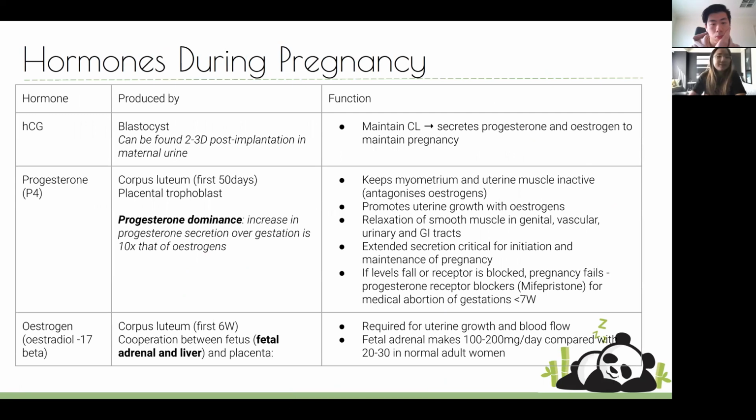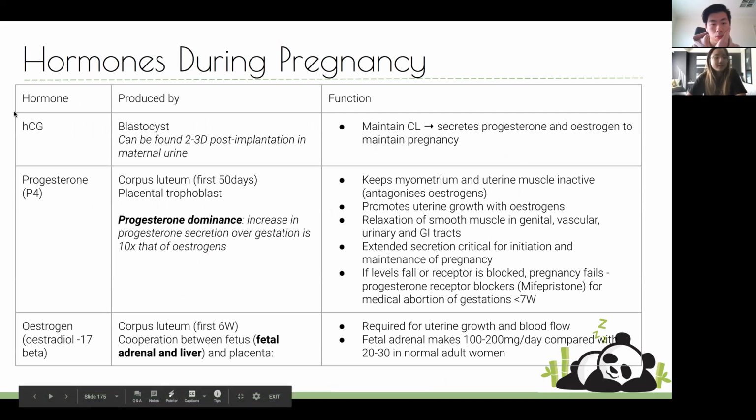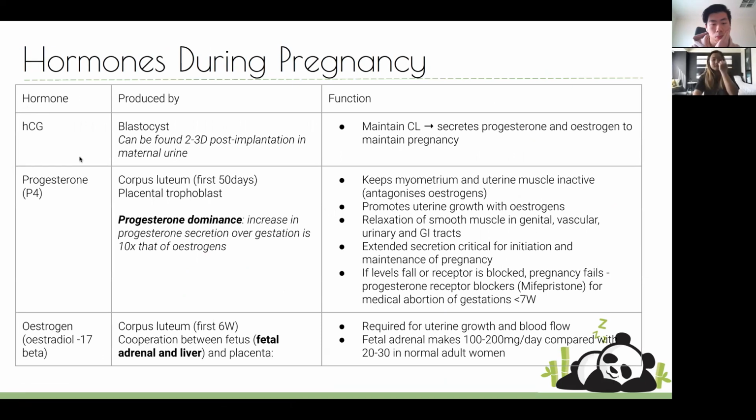Hormones. These are some hormones that are important during pregnancy. HCG, which is produced by the blastocyst, is found 2 to 3 days post-implantation in the maternal urine, and that's the basis of your pregnancy test. Again, this maintains the corpus luteum so that progesterone and estrogen continue to maintain the pregnancy.